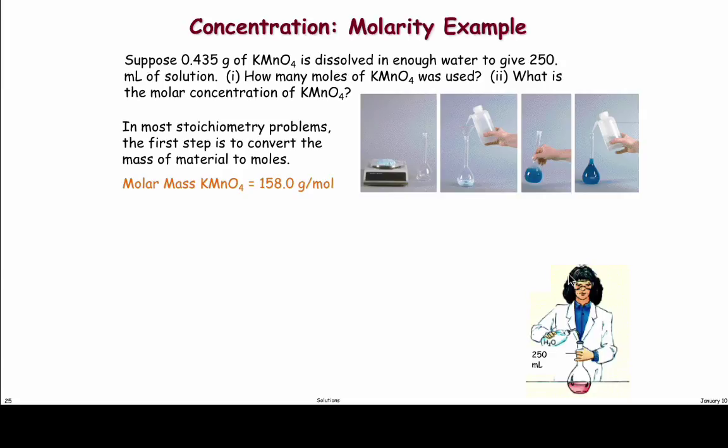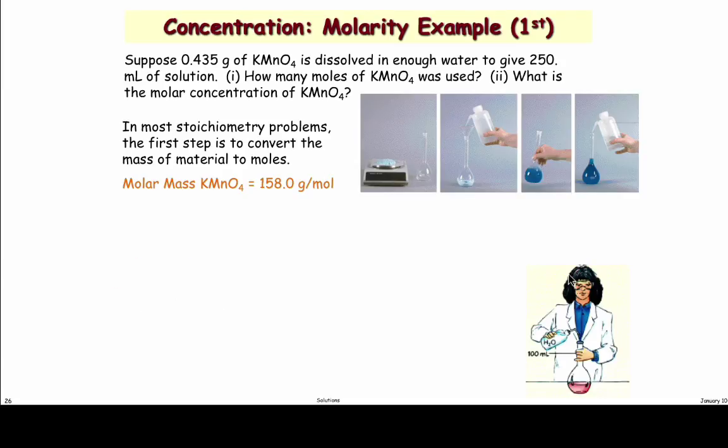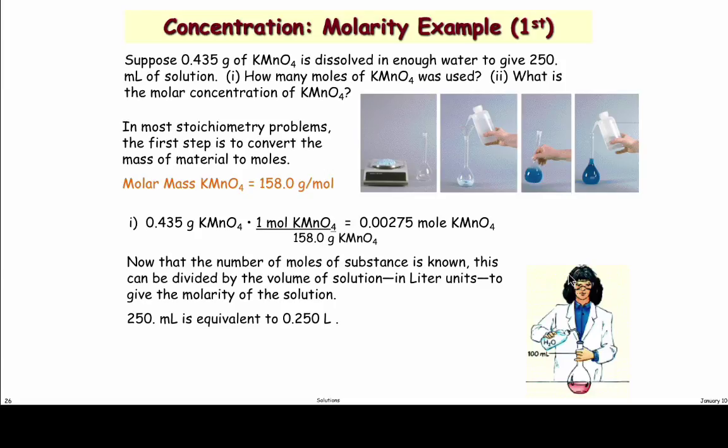To calculate the moles, you need the molar mass of potassium permanganate. This is a flowchart of how to do it. You take 0.435 grams and you divide by the molar mass of potassium permanganate. That gives you 0.00275 moles of potassium permanganate. Then you divide those moles by the liters of the solution. 250 mils is 0.250 liters, and you find out that that concentration is 0.0110 molar.